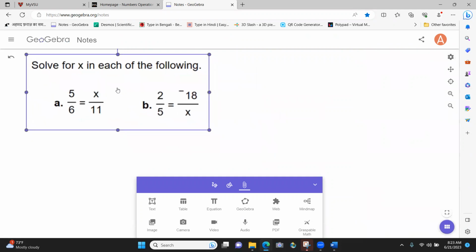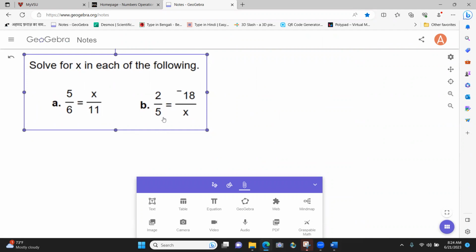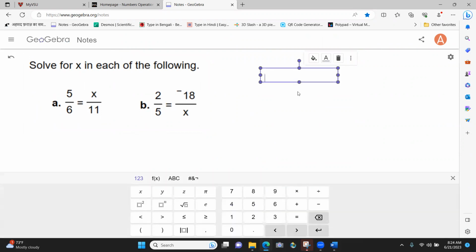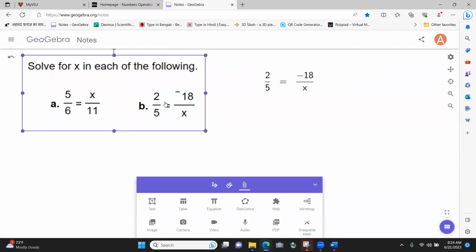So guys, we're going to solve these two problems for X. Okay. I'm going to actually do part B, if you don't mind. So let me rewrite it. This is also from MATLAB. 2 over 5 is equal to negative 18 over X. Now, I don't need this.